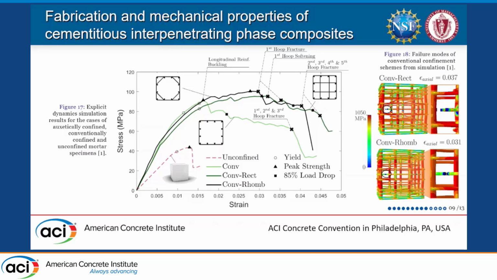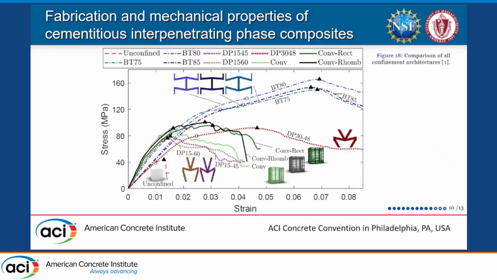And these simulations have shown that the failure modes that dominate this behavior are basically the snapping of the intermediate hoop in between the midspan of the specimen. In every case, once this hoop fractures, we have an immediate loss of capacity and essentially the failure of the specimen in the case of these conventional reinforcing schemes. So this is something that we don't see in the IPCs due to the redundancy from having multiple struts in the architectures.